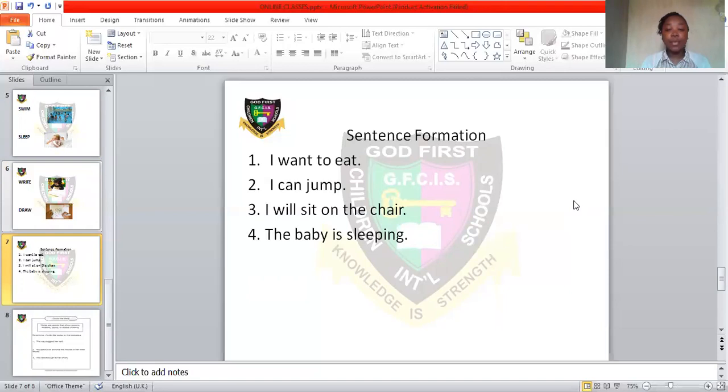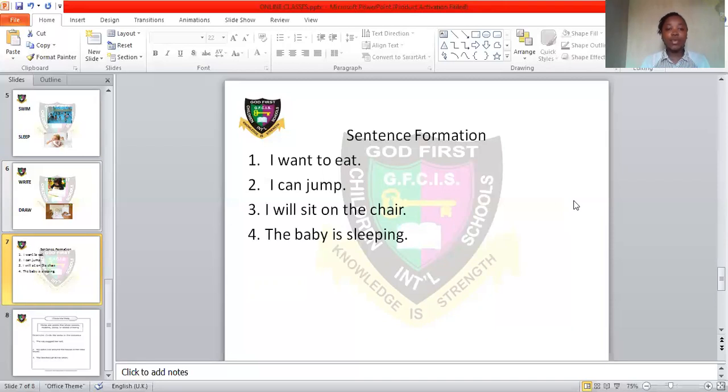Also, our next example: I will sit on the chair. The action word in our sentence, that's the verb in our sentence, is sit.